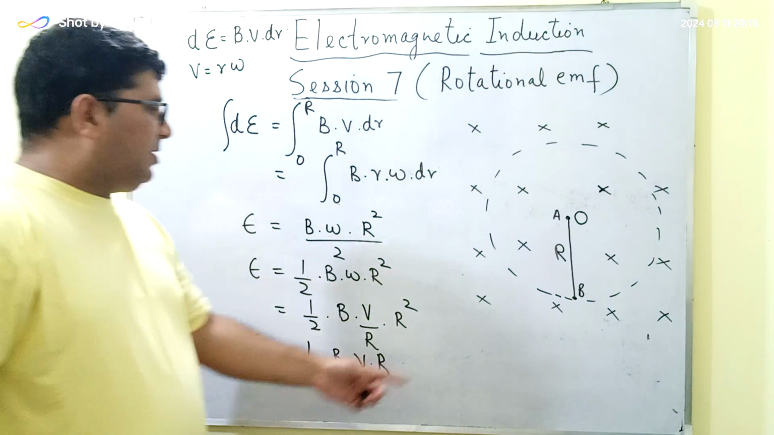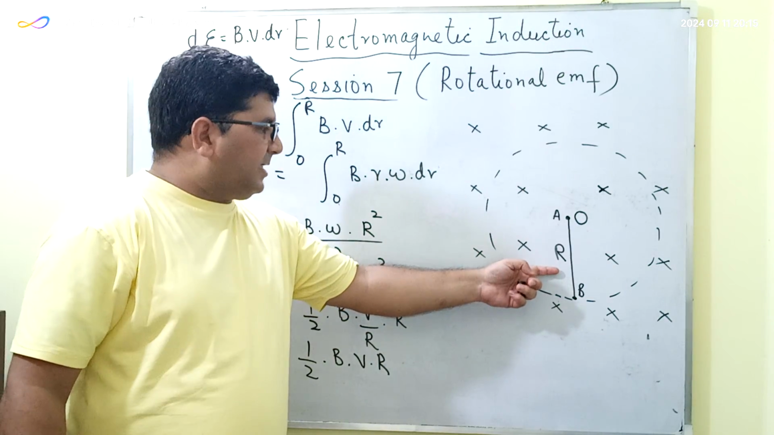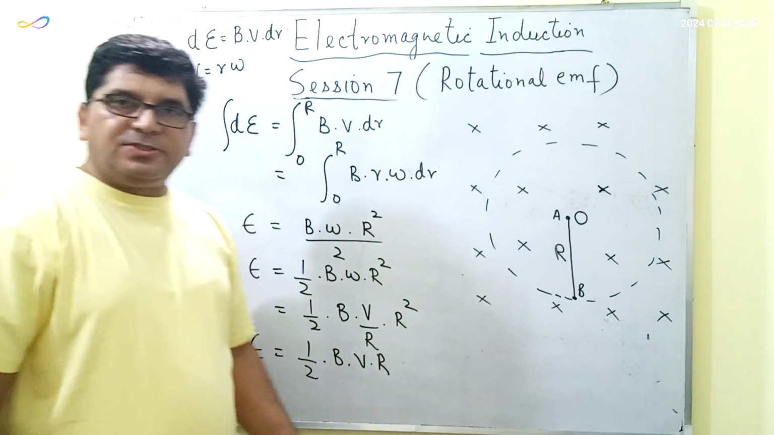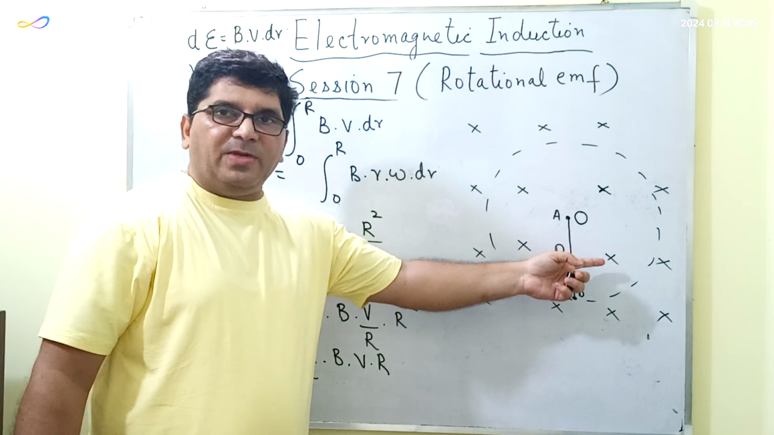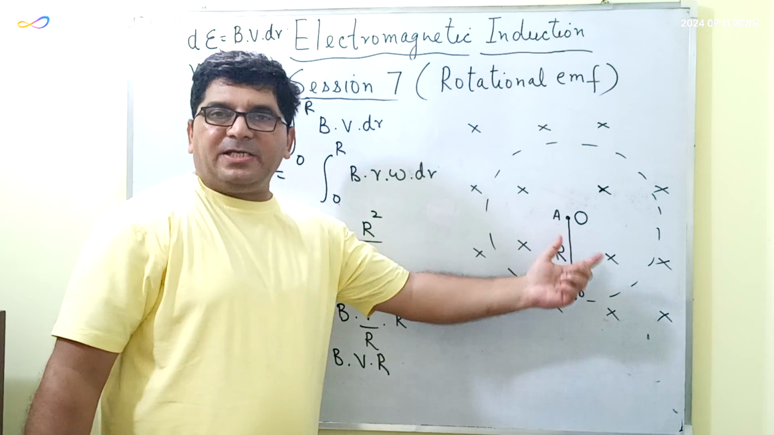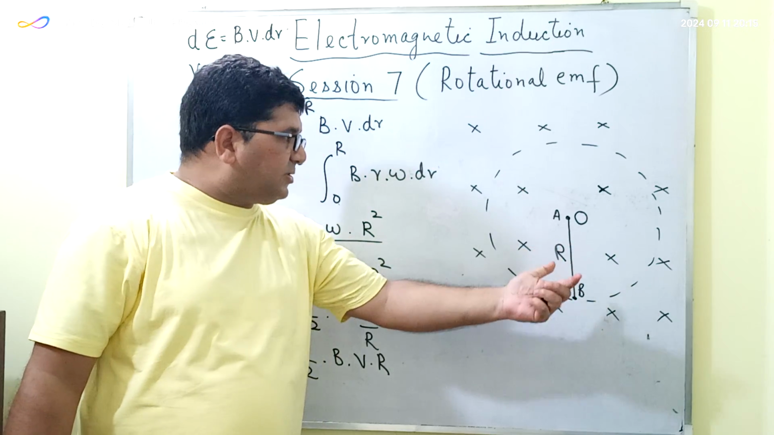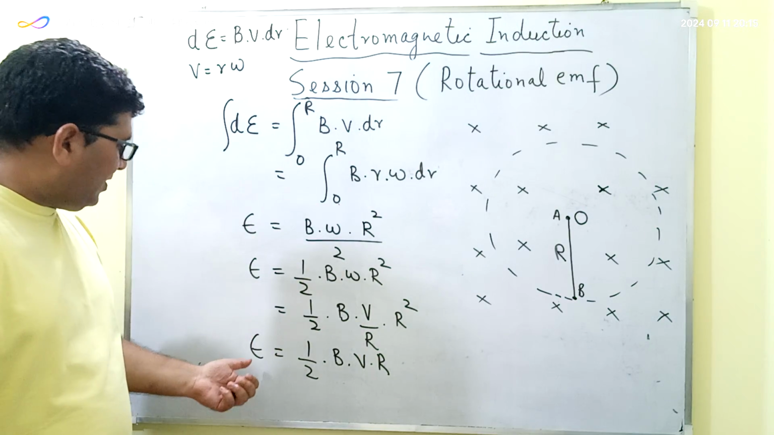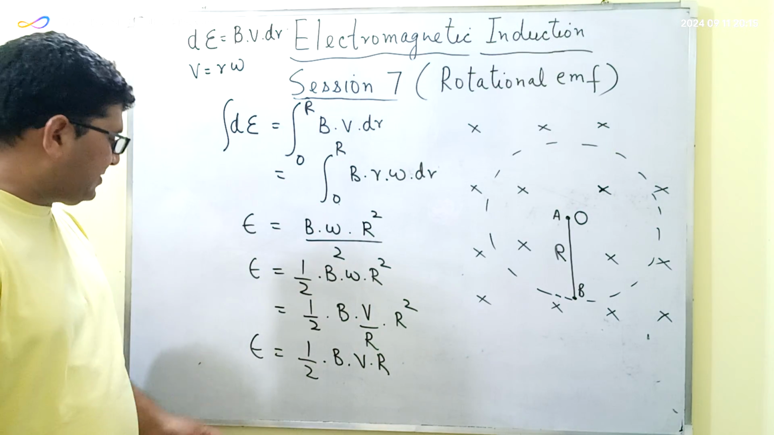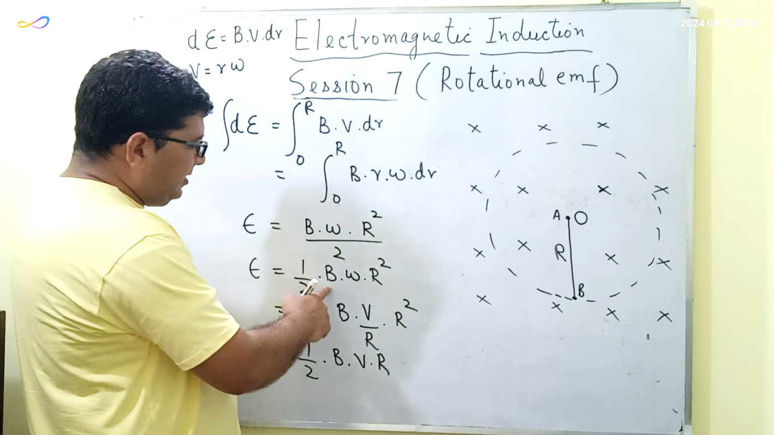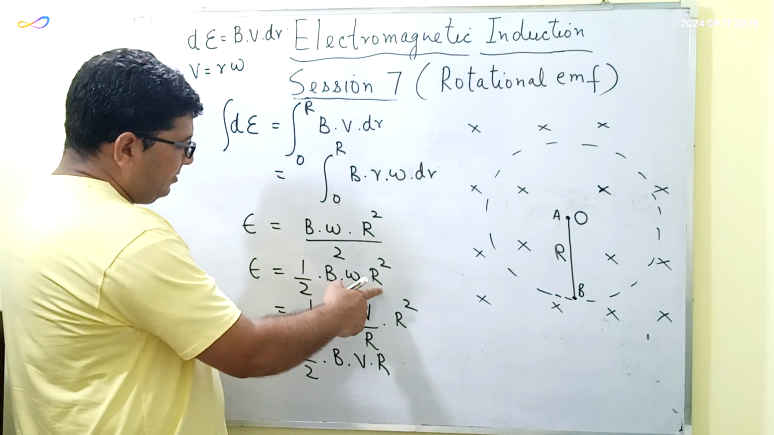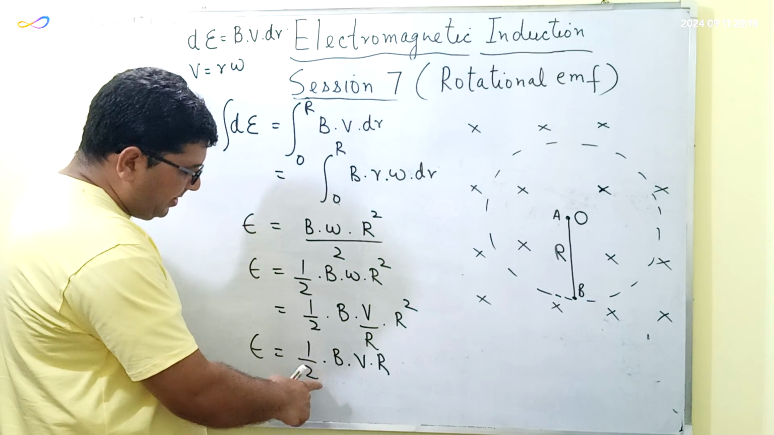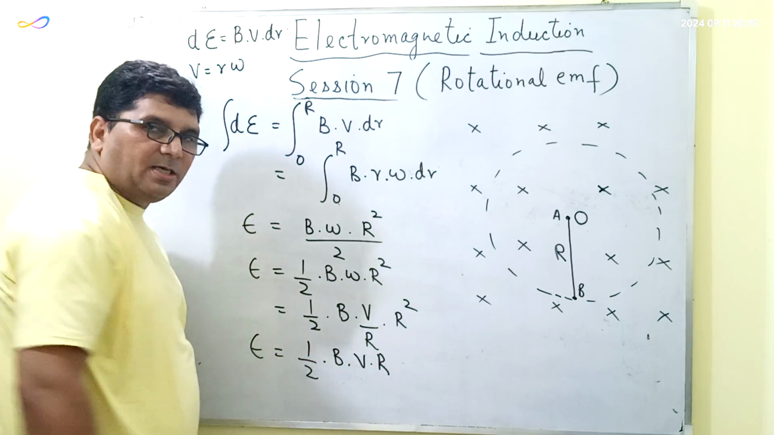So the induced EMF in this conductor AB, which is moving in a vertical plane in a region of a magnetic field of intensity B, directed towards the plane of the rotation, will be equal to 1 by 2 into B into omega into R square, or it can also be written as 1 by 2 into B into V into R.